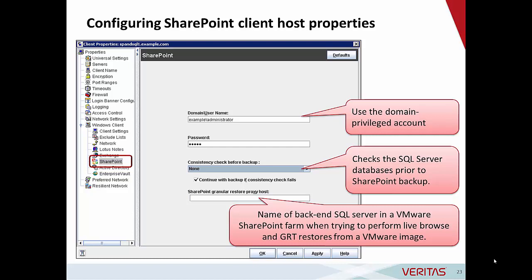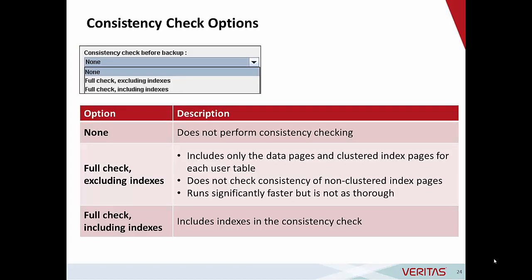Here's a close-up of the consistency check options in the SharePoint server host properties. We can either not do a consistency check, do a full check excluding indexes, or do a full check including indexes. And of course, the trade here is a more thorough check involves a longer backup time. Note that there is also a checkbox on the window here if the consistency check fails, whether or not you want the backup to proceed.